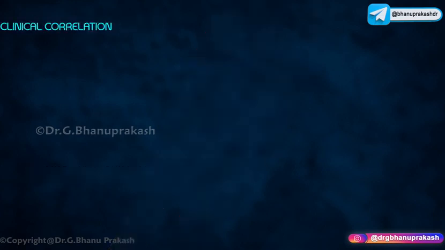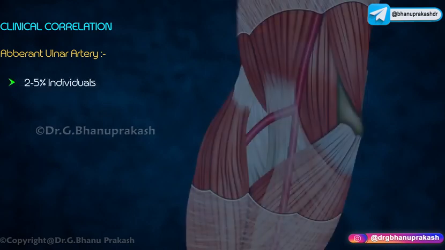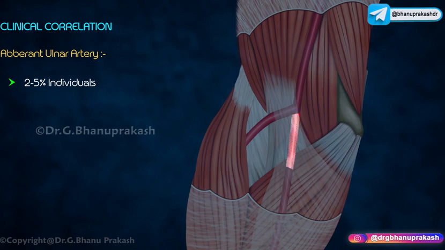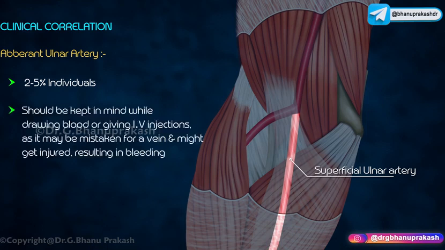Clinical correlation. Aberrant ulnar artery. In about 2 to 5% of individuals, the ulnar artery originates proximal in the arm and passes superficial to the forearm flexor muscles. In such cases, it is known as the superficial ulnar artery. This should always be kept in mind while drawing blood or giving intravenous injections, as this artery may be mistaken for a vein and might get injured, resulting in bleeding.